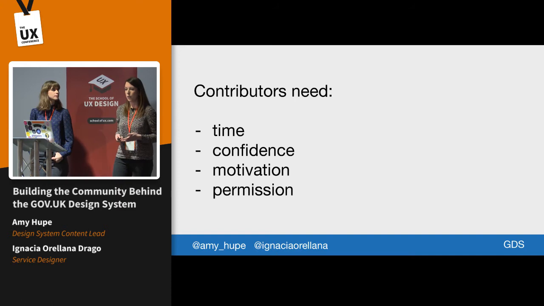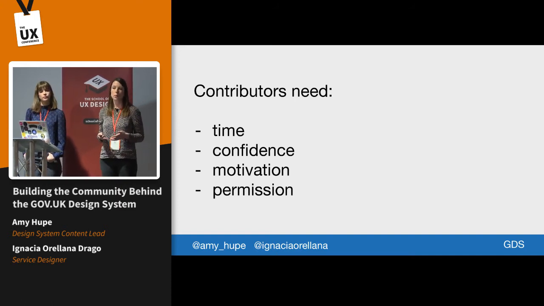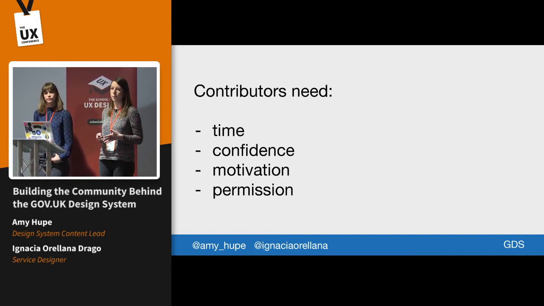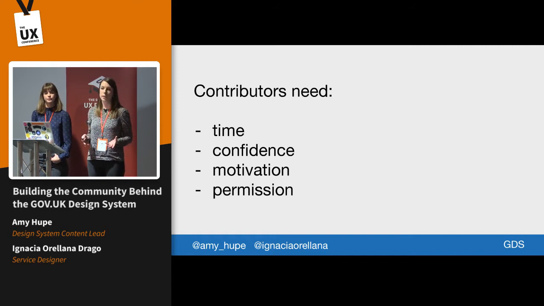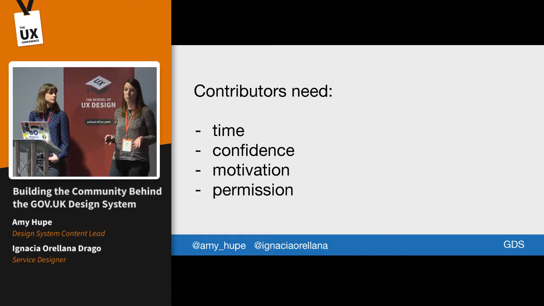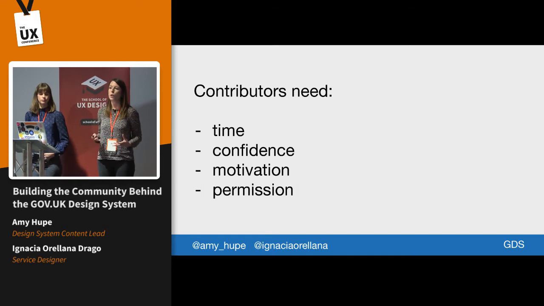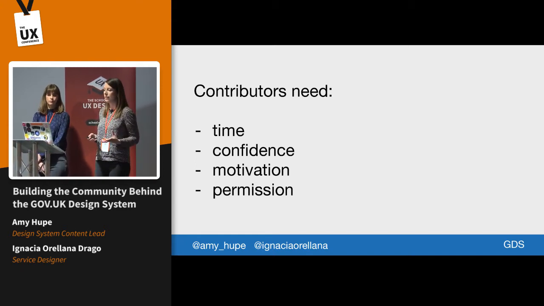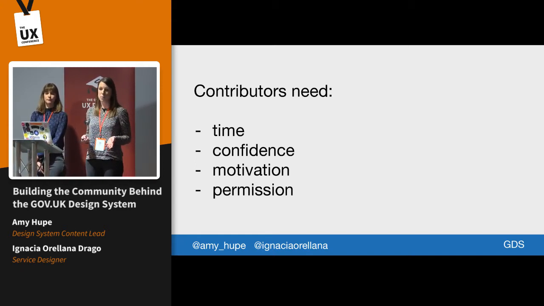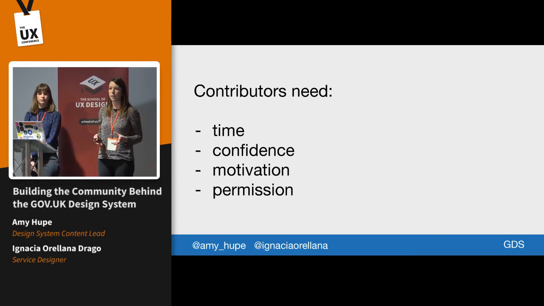And our research showed that in order to contribute, people need to have 4 things available to them. They need to have time, confidence, motivation, and permission, or at the very least, the autonomy not to need that permission in the first place. And the chances of people having all of these things were much lower amongst underrepresented groups.